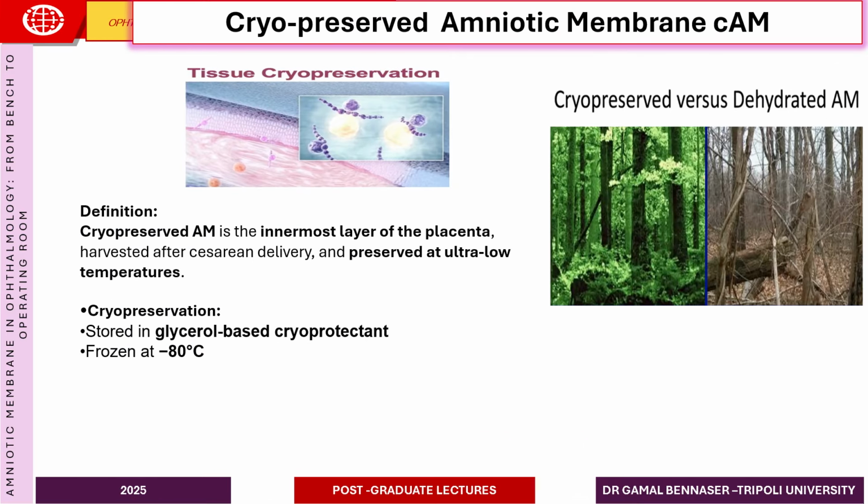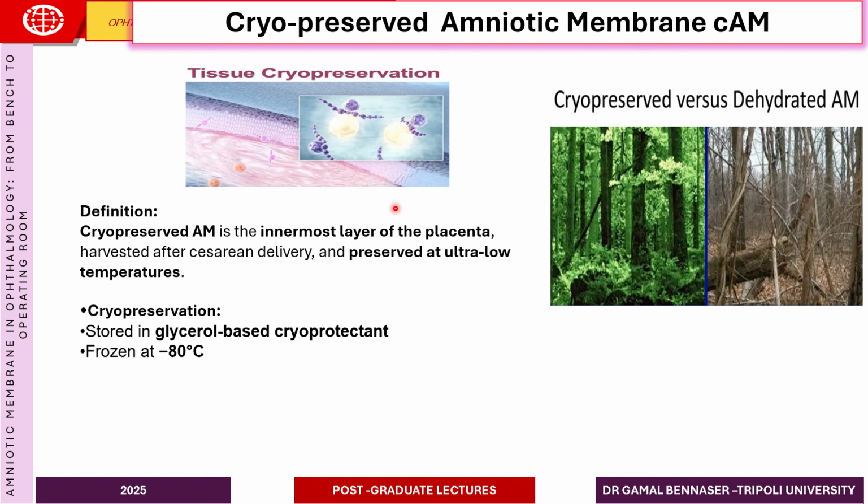Now, as far as the definition, the cryopreserved amniotic membrane is the innermost layer of the placenta, harvested after cesarean section, and preserved at very low temperature, reaching down to -80 centigrade. The reason for that preservation is that it preserves, to a large extent, the biological activity of the membrane and maintains the structural integrity. These two variables are very important for any assessment of the amniotic membrane: the biological activity as well as the structural integrity.